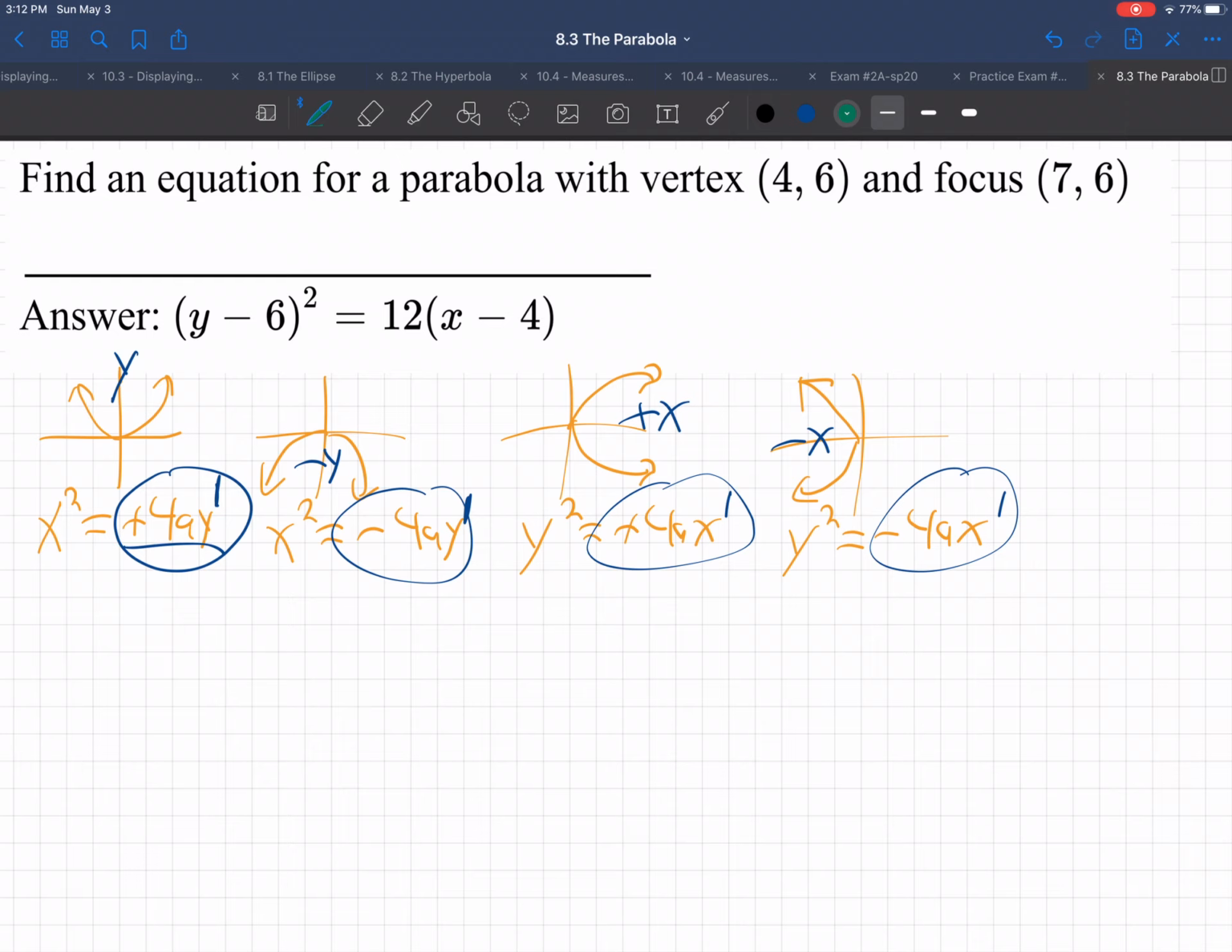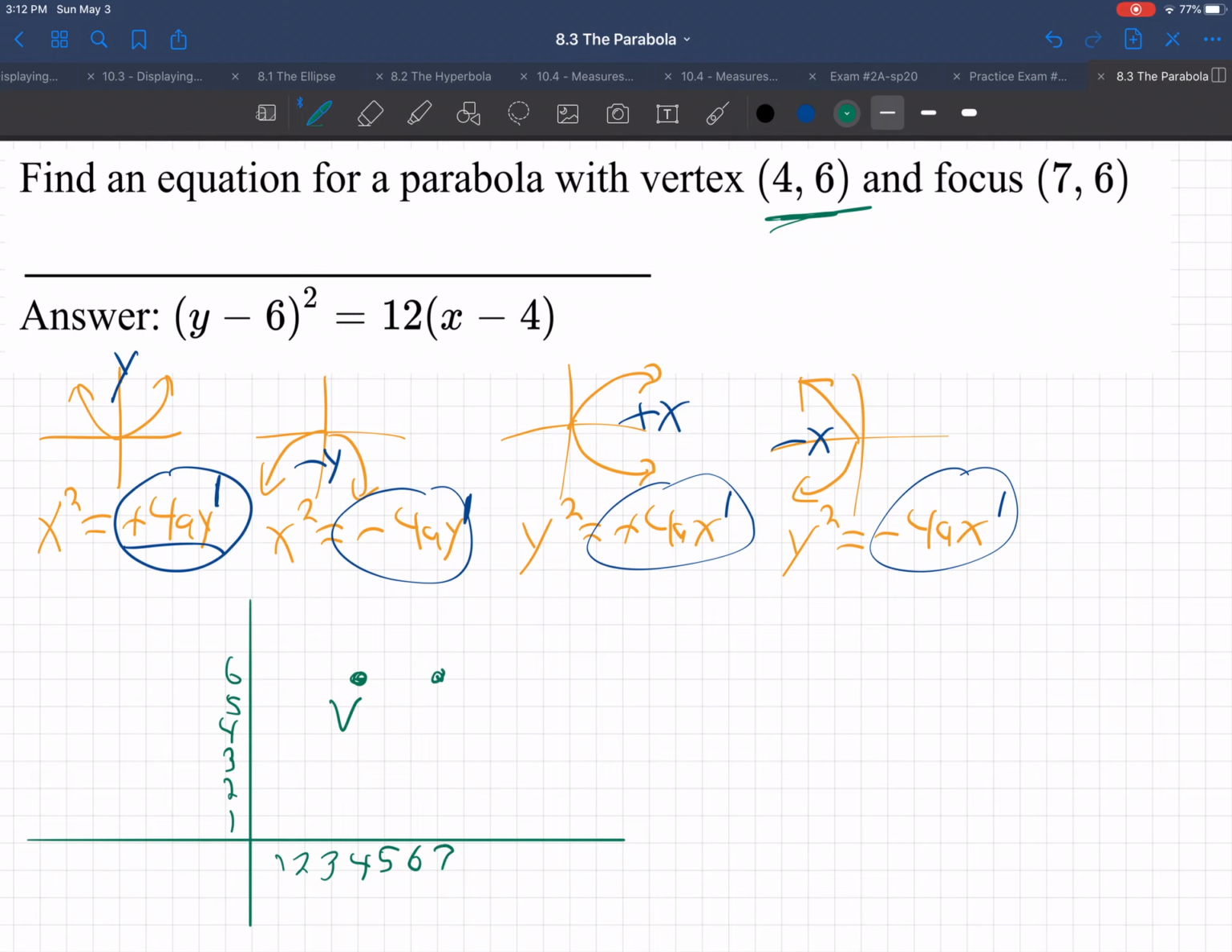Okay, so with that in mind, let's grab the information they're telling us and draw a little axis system here. So it tells me over 4, up 6. So 1, 2, 3, 4, up 1, 2, 3, 4, 5, 6. So over 4, up 6, right there is the vertex. And over 7, so 5, 6, 7, up 6, there is the focus. Okay, so they're giving us the vertex and the focus of this parabola.